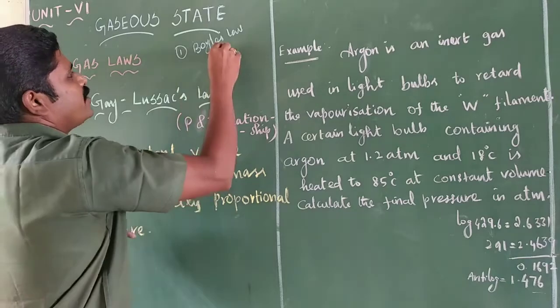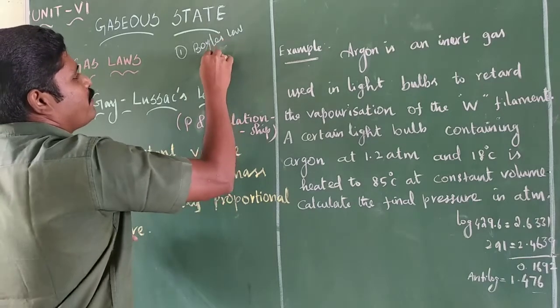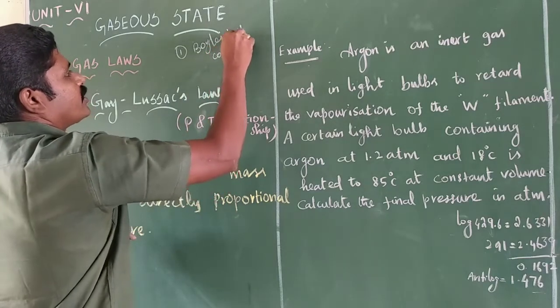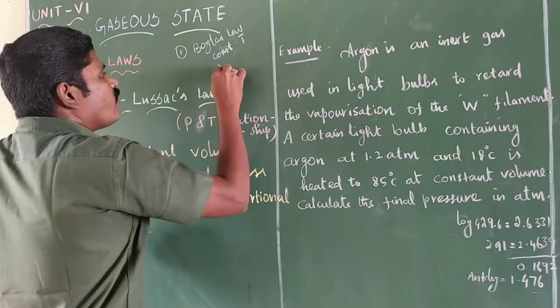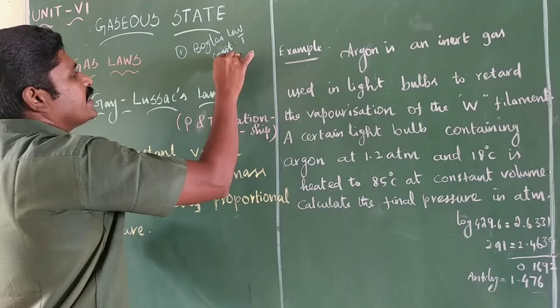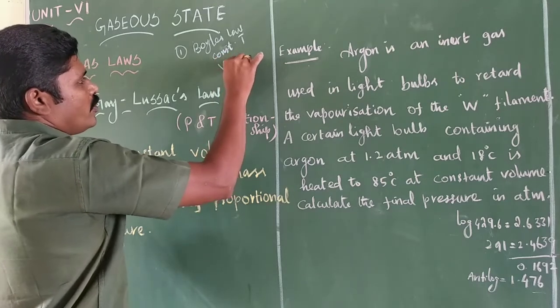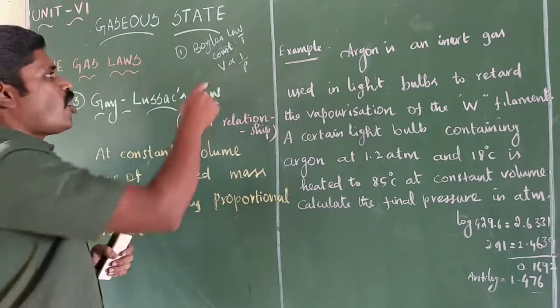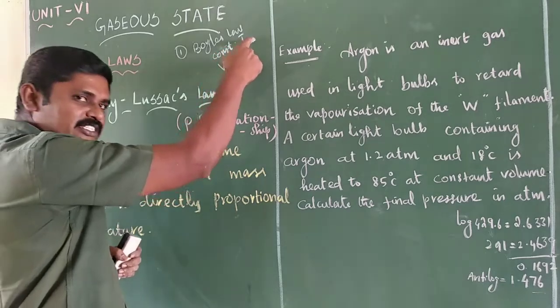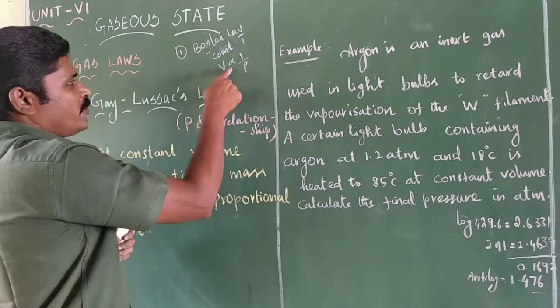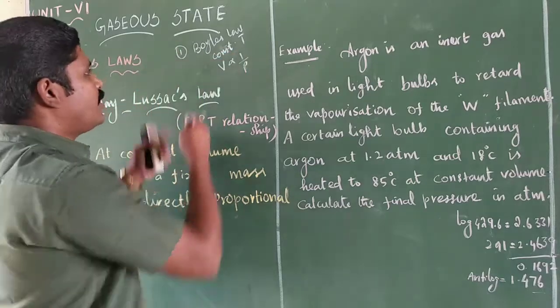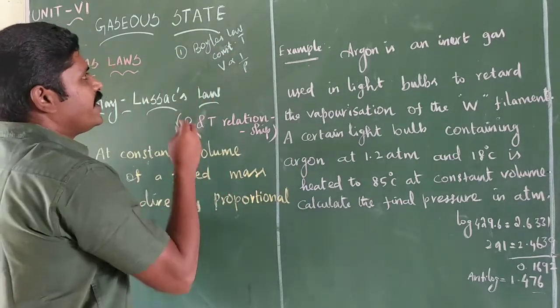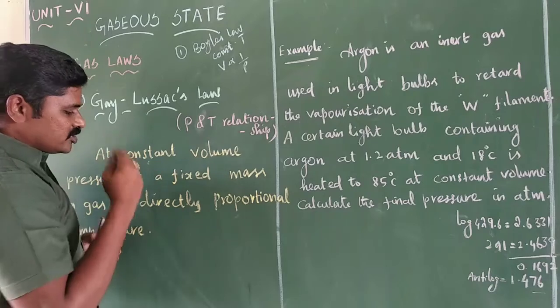at constant temperature, the volume is inversely proportional to pressure. A fixed mass of a gas at constant temperature, the volume is inversely proportional to pressure. That is Boyle's law. The second law is Charles's law.